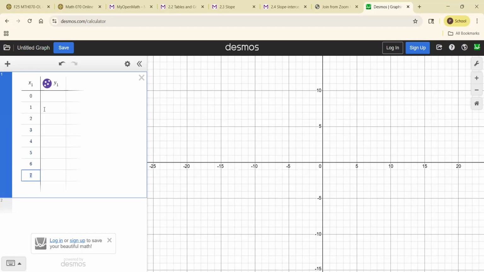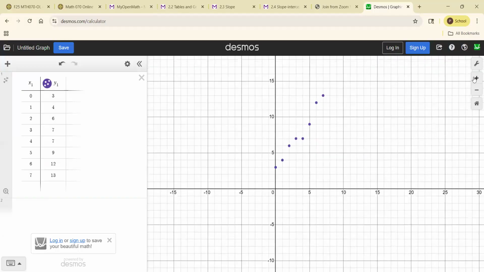Let's do another one. I'll use the same 8 input points. All right, now what I have here are a set of points that don't lie perfectly on a line, but if you were to squint and make your eyes a little fuzzy, it kind of looks like they lie on a line. So we would call this a relationship that is approximately linear or close to linear.